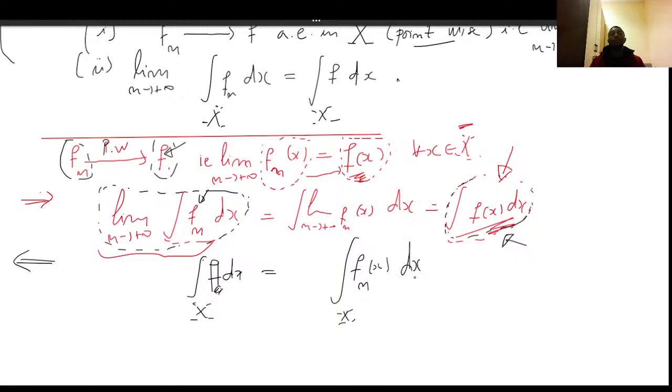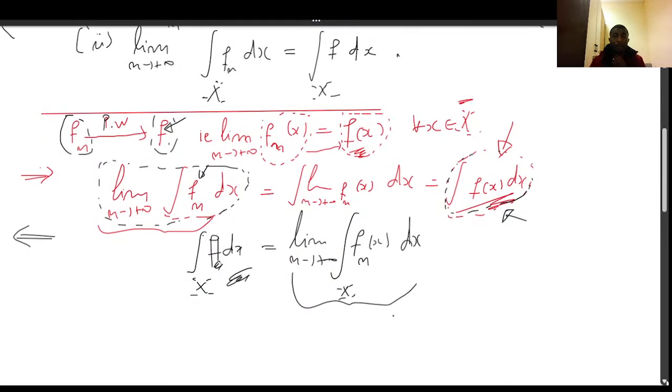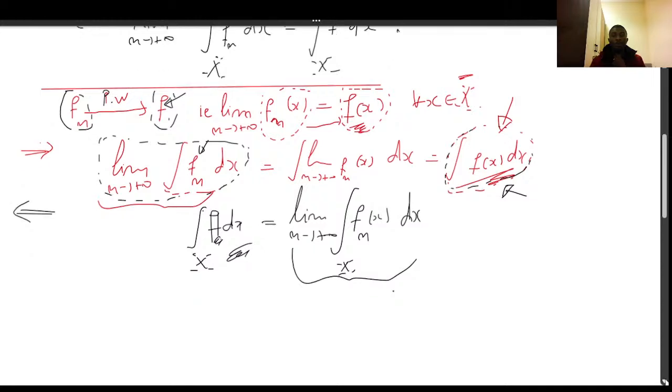So we can directly use this formula to say that this integral will be nothing but the limit of those simple integrals that we can compute here. Then we can approximate very easily the value of our integral using this formula. So that is the way we use the Beppo-Levi theorem in real life.